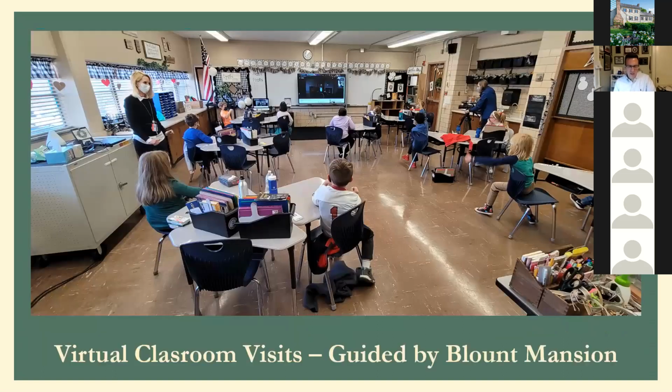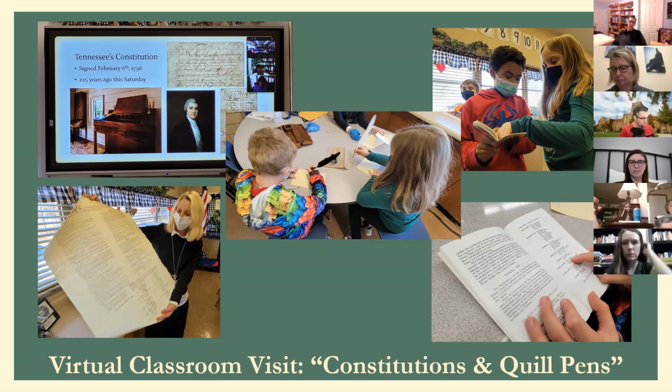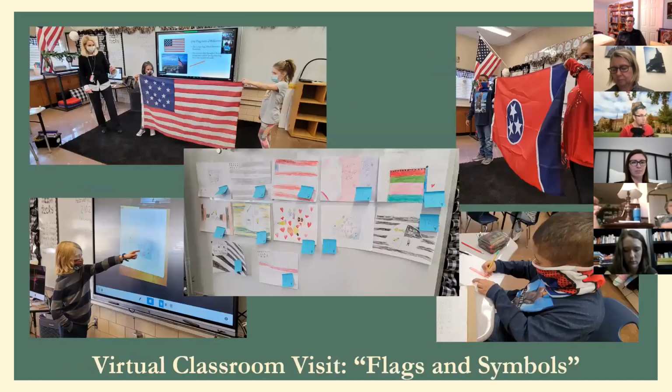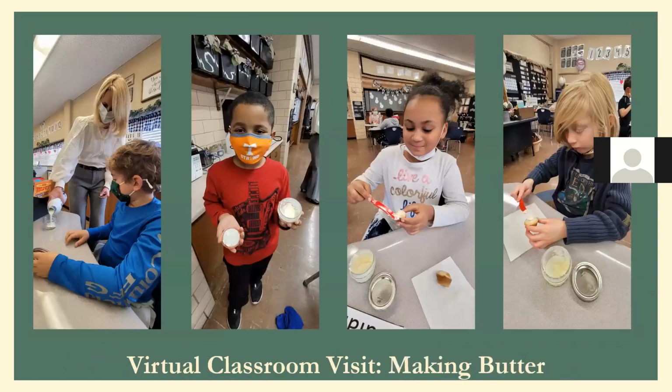But then we started visiting classrooms, and we've done several of these in-classroom visits, and we'll talk to you about these later tonight. Constitutions and quill pens is exactly what it sounds like. We send in quill pens and ink and copies of the US Constitution and talk about Blount's role in framing our nation's founding document and also our state's. We send in a 15-stripe US flag and a Tennessee flag and talk about symbols and what they mean. And the kids are invited to design their own classroom flag.